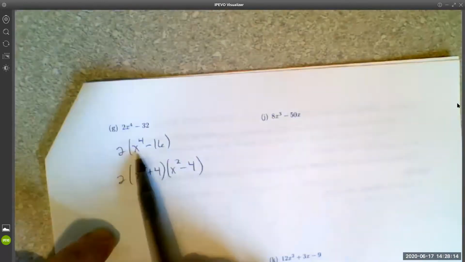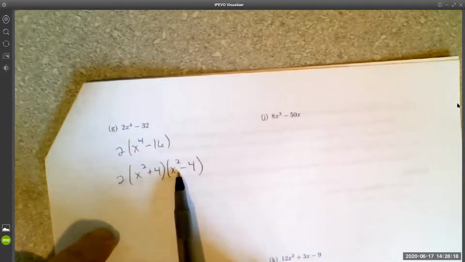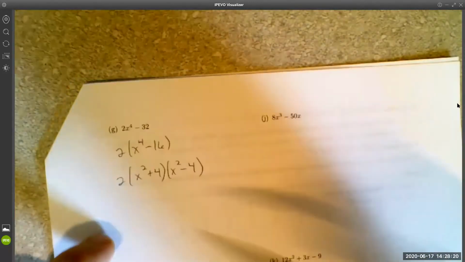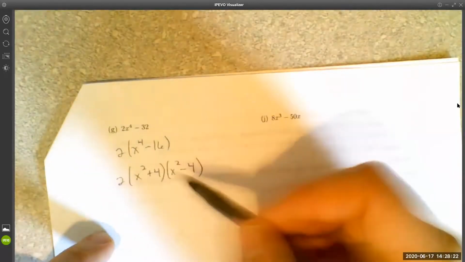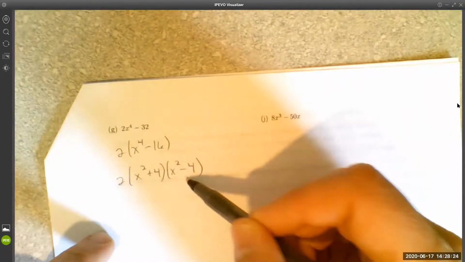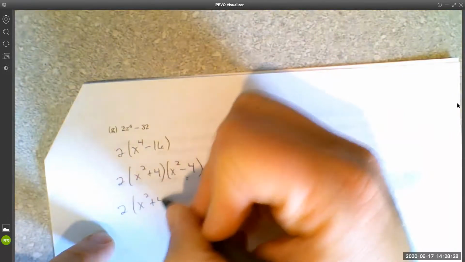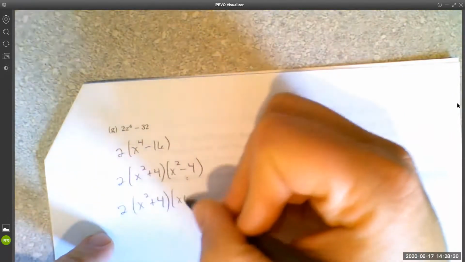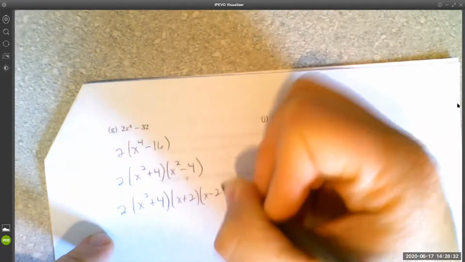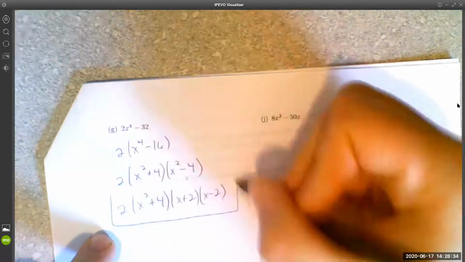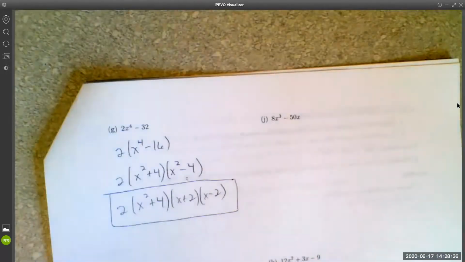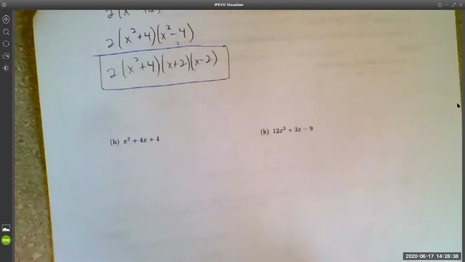Right? Difference of squares. But the base here is x squared, right? It's x squared times x squared. That'll get you x to the fourth. This one is a sum of squares, so it can't go any further. But this one is a difference of squares, so we can factor it further. Okay.